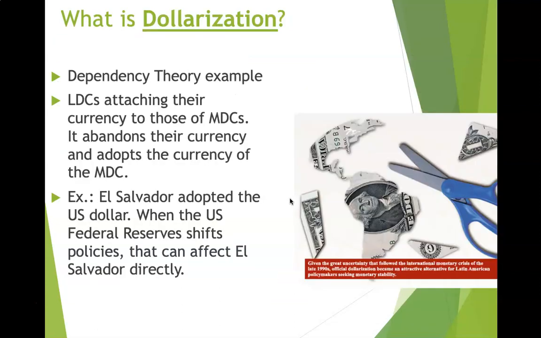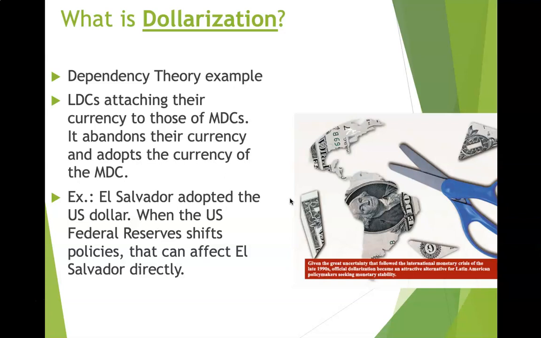Another dependency theory example is something called dollarization. Dollarization is where you tie your economic structure, your currency, to that of a stronger currency, like the US dollar. LDCs abandon their current currency and adopt the currency of the MDC. And that can be good, in that American dollars are generally more stable than the peso, or the bolivar, or whatever the currency is in some Latin American countries.